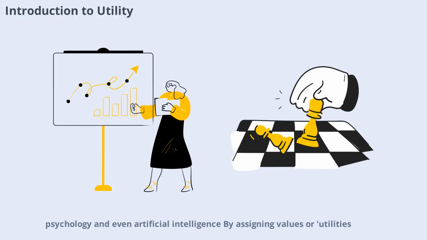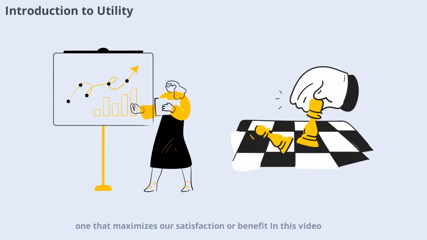By assigning values or utilities to different outcomes, we can compare them and choose the one that maximizes our satisfaction or benefit. In this video, we'll break down the concept, explore real-life examples, and see how utility theory shapes our everyday decisions. Let's get started by understanding what utility really means.